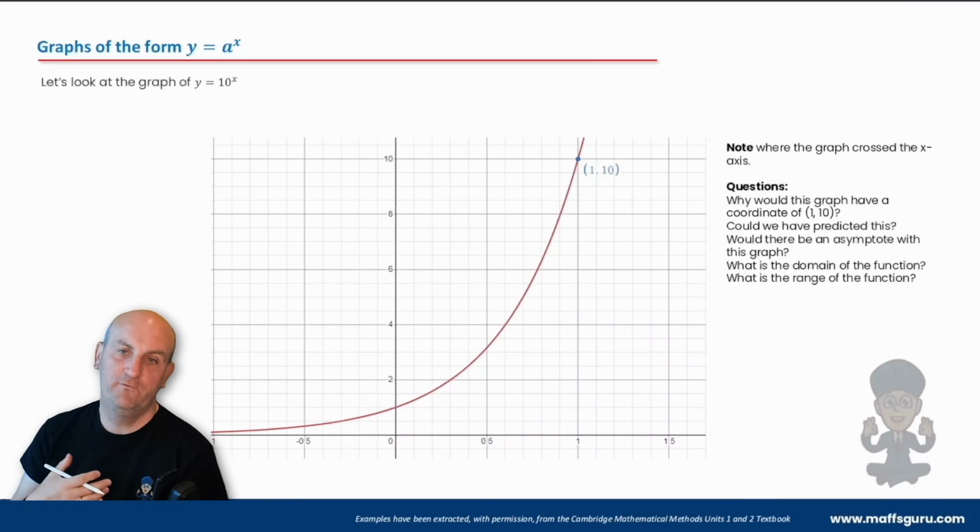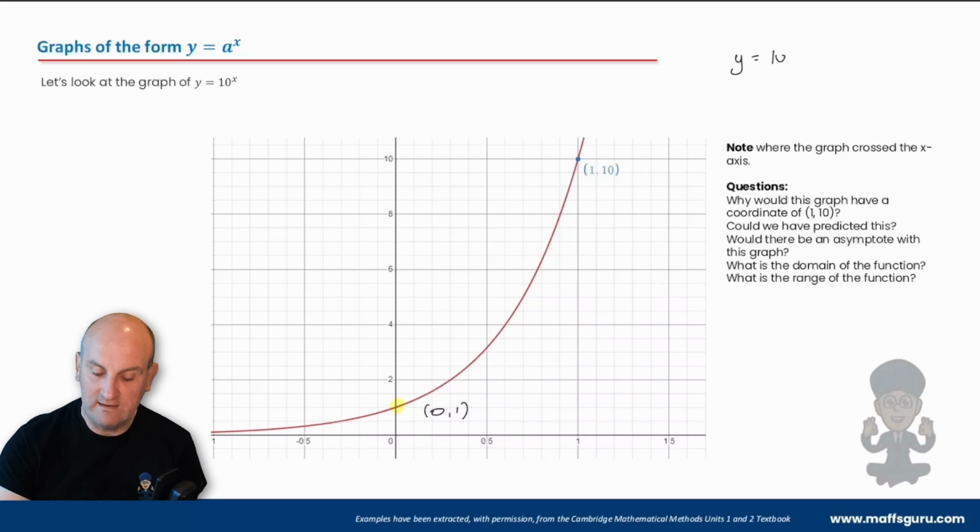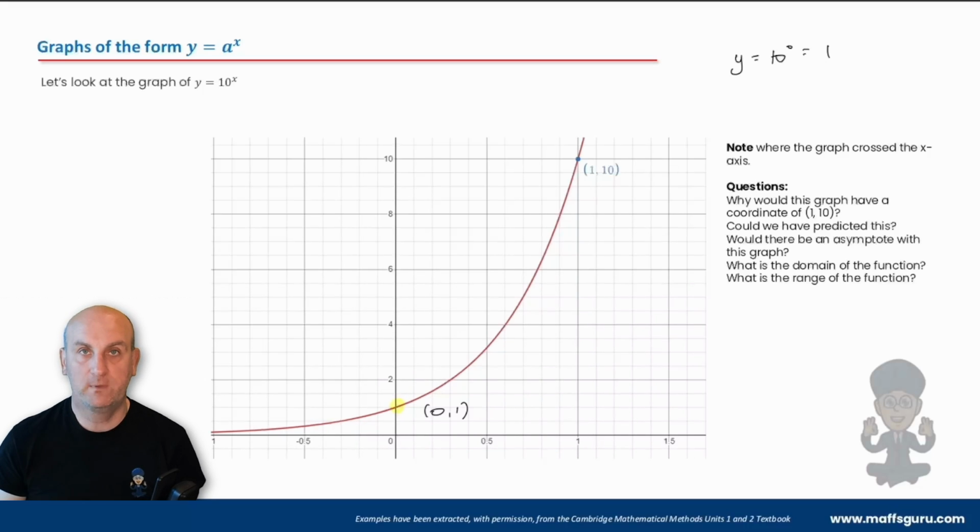So let's look at the graph of y equals 10 to the power of x. Well, what do we now see? If I look at my crossing points, what do you reckon that crossing point there is? Well, again, it's actually (0, 1). Why is it (0, 1)? Because if we had y equals 10 to the power of 0, what is that? 1. So when x equals 0, y equals 1.